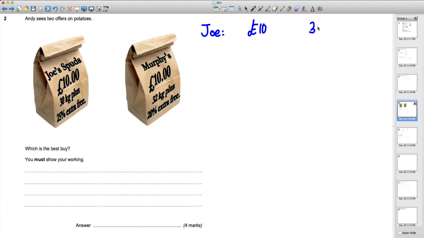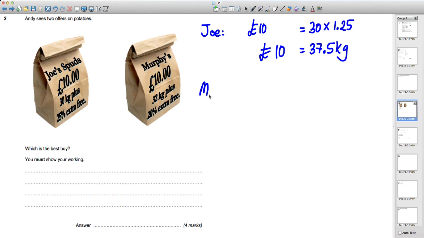So you get 30 and you get a 25% increase, so it's multiply it by 1.25, or just work out a quarter of 30. A quarter of 30 is 7.5, so therefore adding this on, it would be 37.5 kilograms you would get for your £10. Okay, so that's how much you get for Joe.